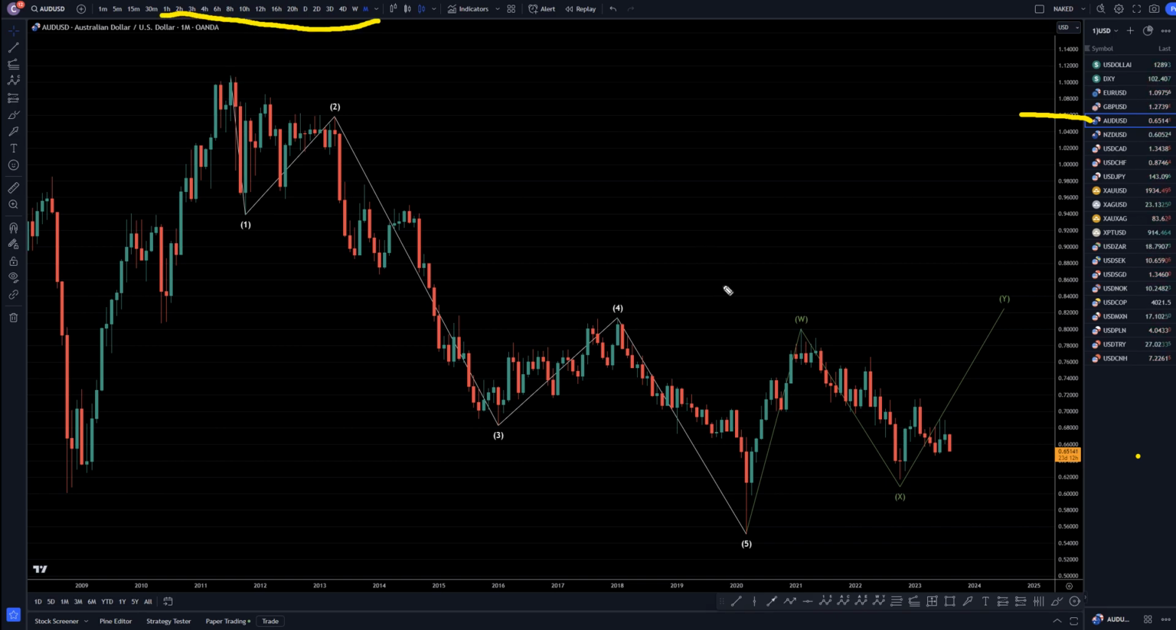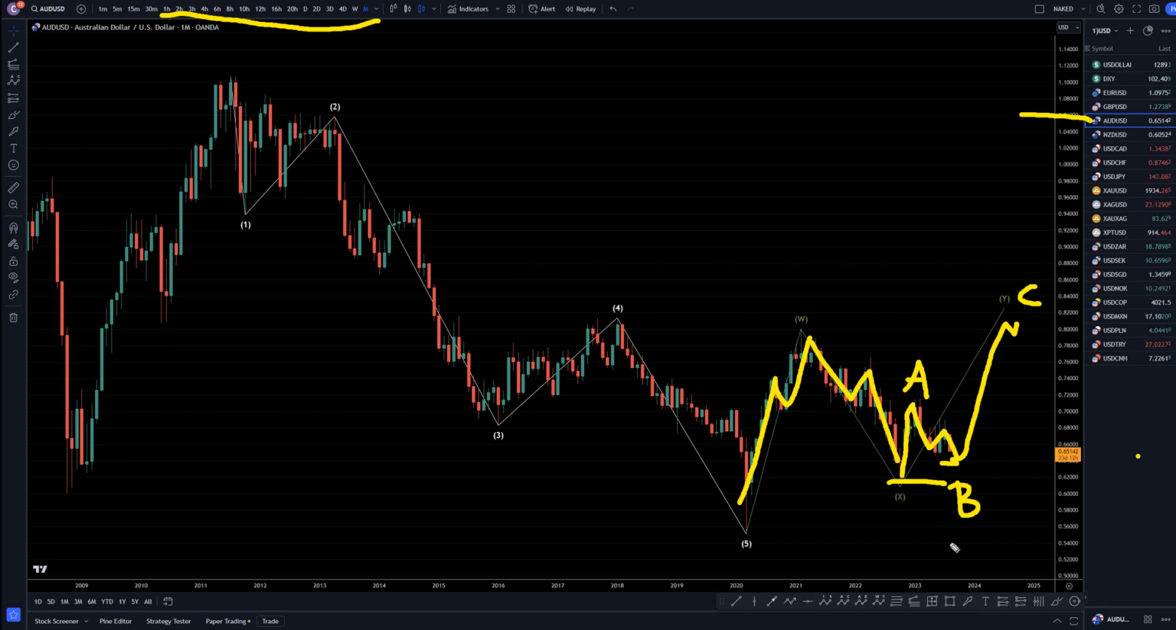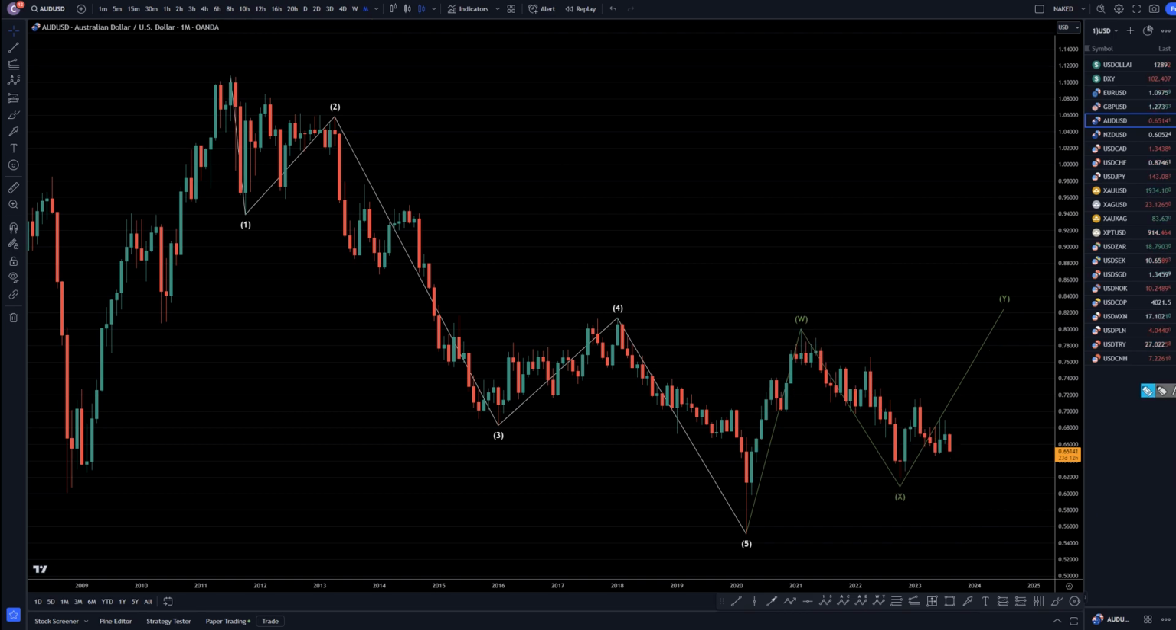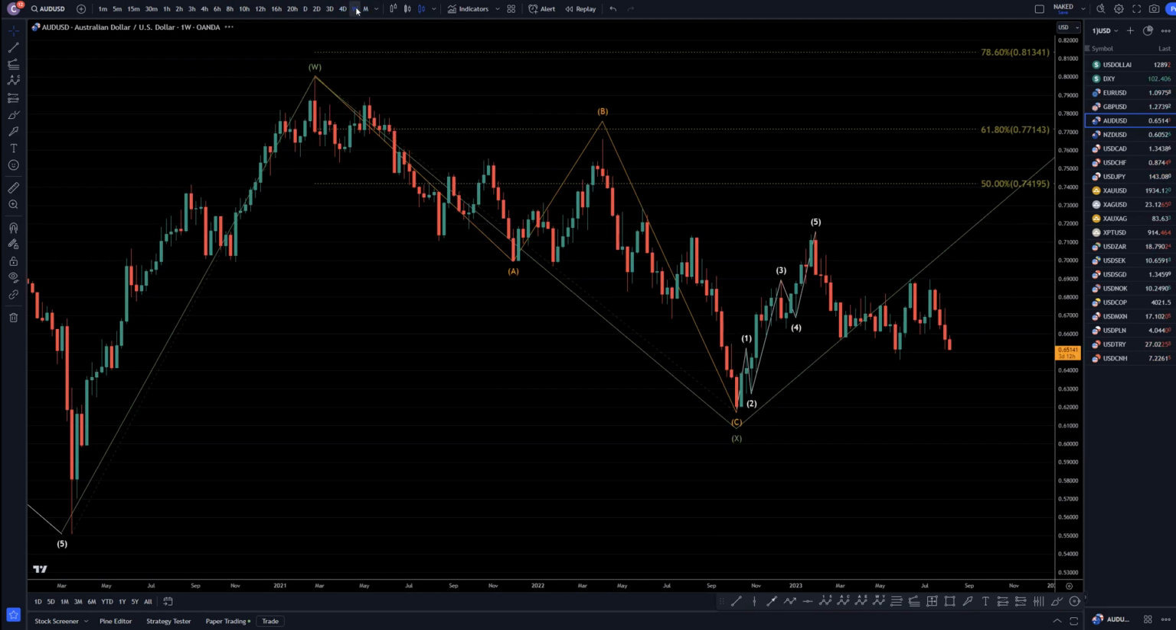So on the Aussie dollar monthly, as you can see, price has been going down pretty strong. I still feel like this move up is possibly an A of Y, and this move down is actually the B of Y, and that it is going to make a higher low and end up continuing up for the wave C of wave Y, to complete this: 3 waves up, 3 waves down, and then 3 waves up for a WXY pattern. So let's take a look at that on the weekly time frame.